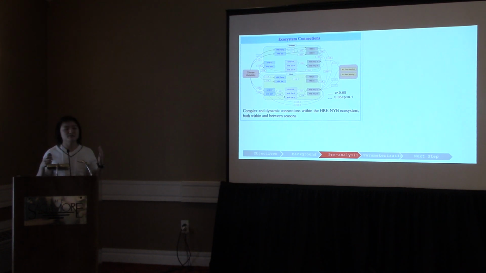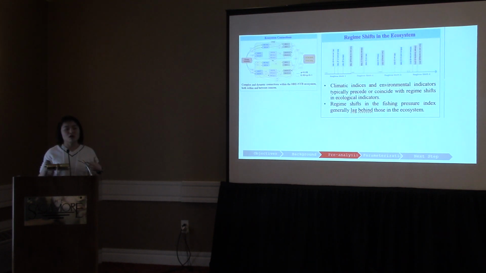Especially, we found that there was seasonal connection between Hudson River Estuary ecosystem indicator and the New York Bight ecosystem indicator. We found that the spring Hudson River Estuary seems to be strongly connected to the fall New York Bight, which we think might be attributed to the spawning activity of species. So they migrate from this to habitat, which lead to this seasonal connection.